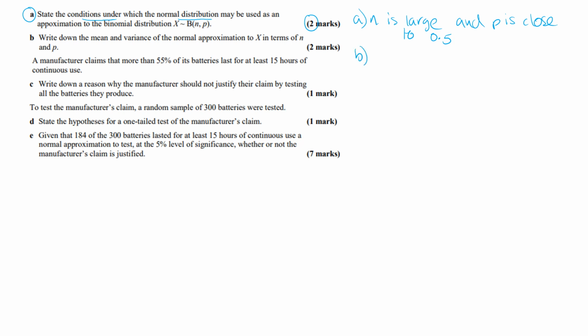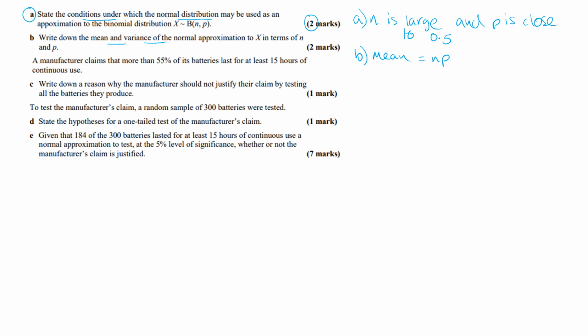Now, part B, it's asking us to write down the mean and variance for the normal. So mean is equal to np. So if I had, for example, 40 trials and the probability of success was a half, how many of those 40 would I expect to come up success? You would do 40 times a half, which is going to be 20.